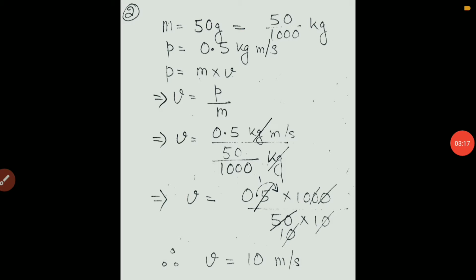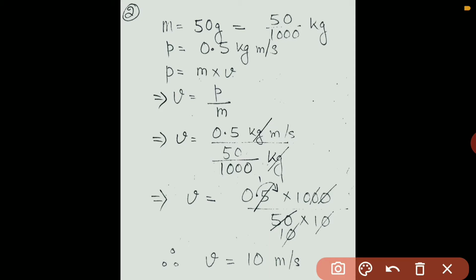So coming back to its solution, given mass is 50 gram and I have converted it into kilogram by dividing it by 1000, right? Next we have momentum equals 0.5 kilogram meter per second. So using the formula for momentum, which is P equals m into v, and then cross multiplying it, I am getting v equals p by m, linear momentum by mass. Then replacing the values, that is 0.5 upon 50 upon 1000. Here you can see kilogram and kilogram get cancelled.